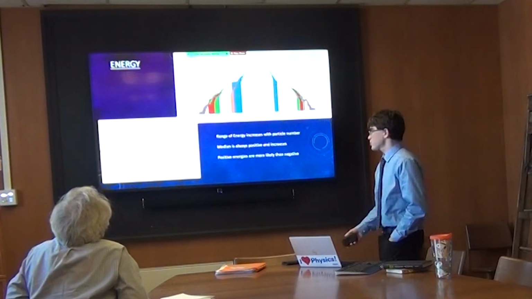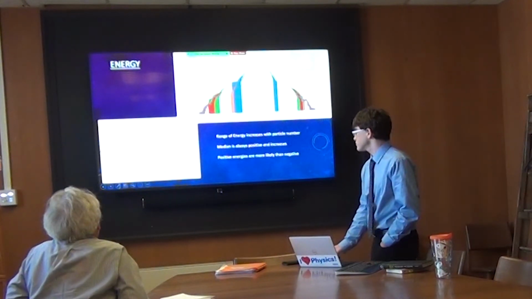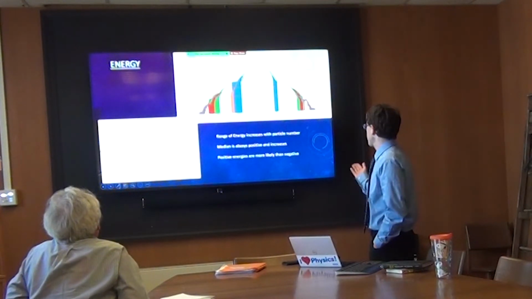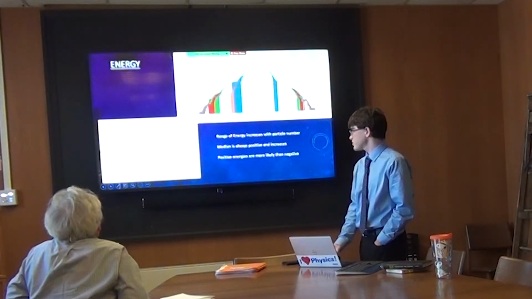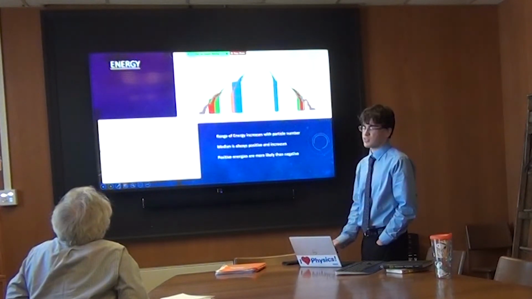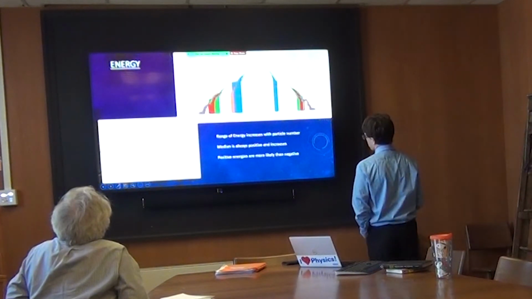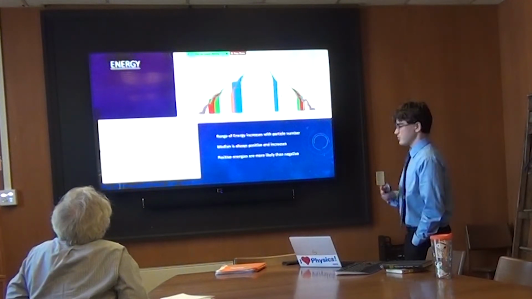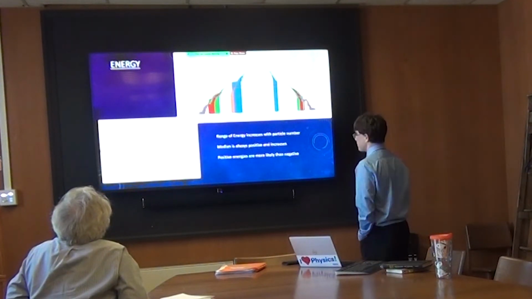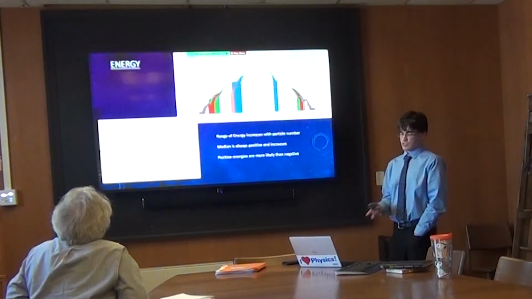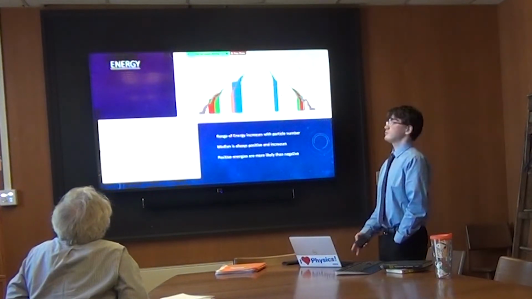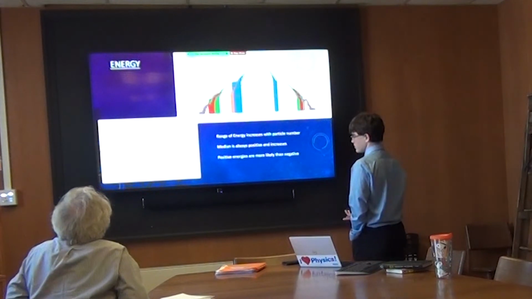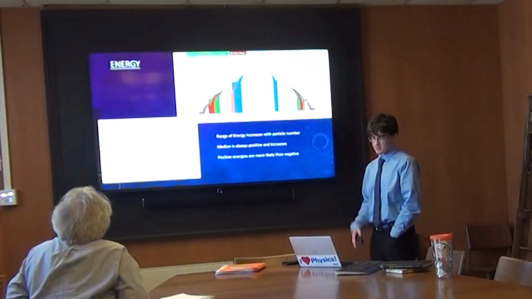However, if we look at the average, the median energy, it does increase with the number of particles, but it's always positive. So the median is always positive, which suggests that positive vacuum energies are more likely to be computed with this model than negative, which is good because, well, we know the vacuum energy density is positive.